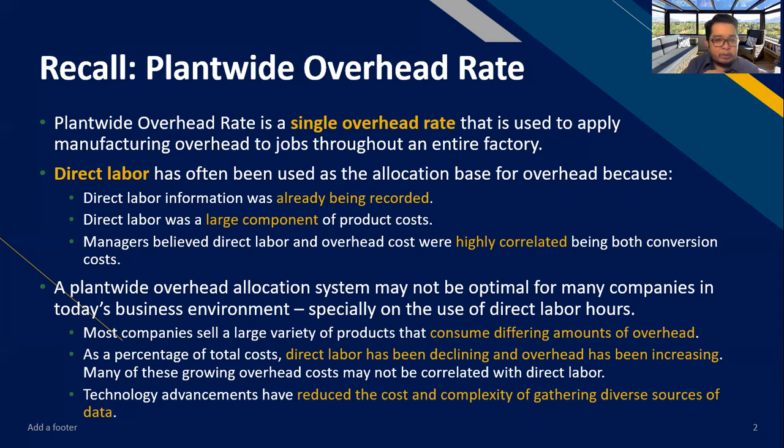Another thing is that as a percentage of total cost, direct labor has been declining and overhead has been increasing over time. This is due to mechanization, right? As production processes become more mechanized, more automated, the cost of overhead actually is increasing versus direct labor. And that forwards the case that direct labor might not be the best way to allocate overhead, since direct labor is diminishing as a percentage of total cost of a product, simply because of technological enhancement.